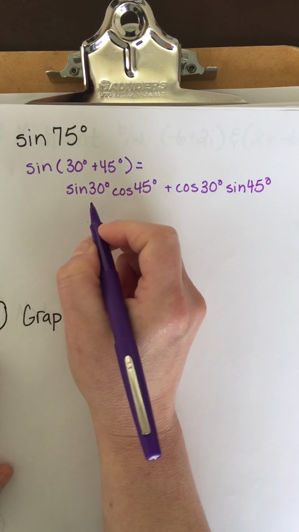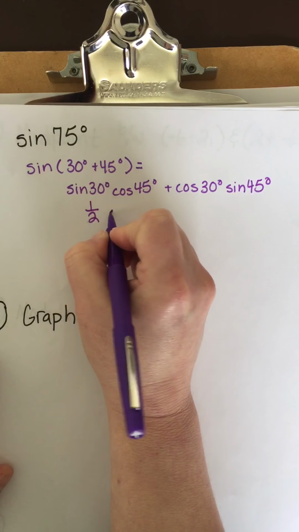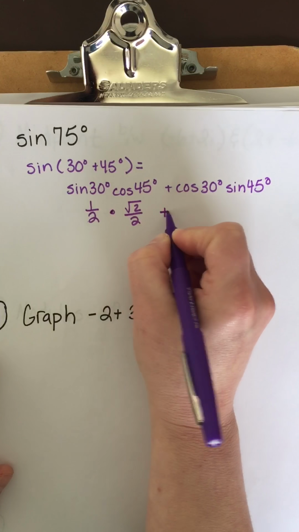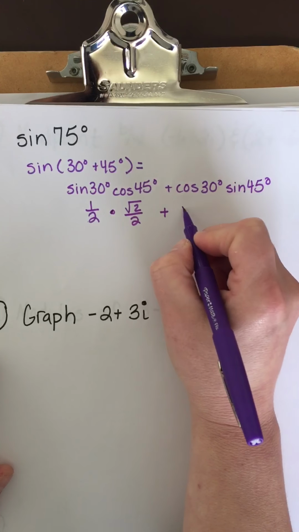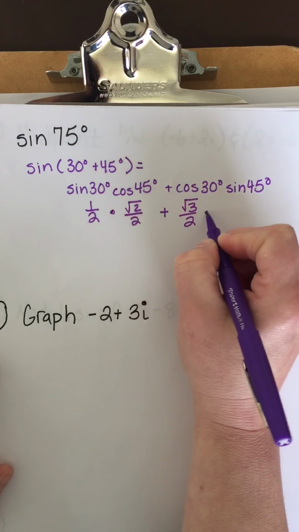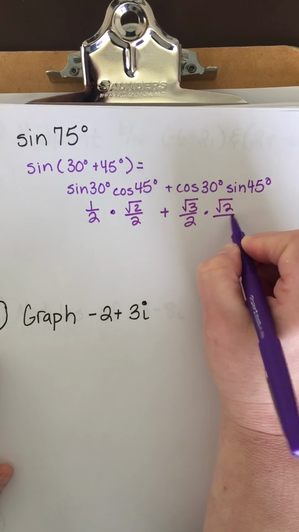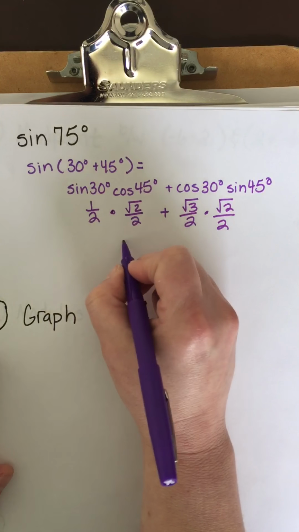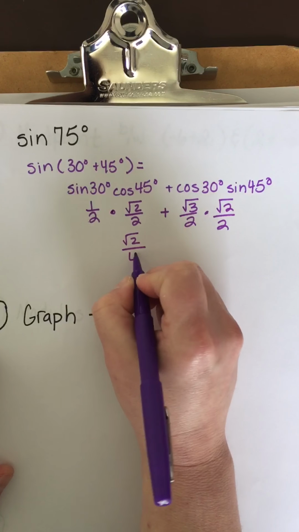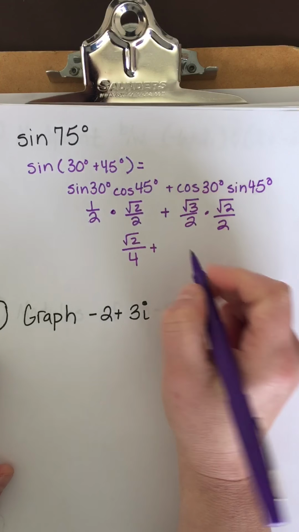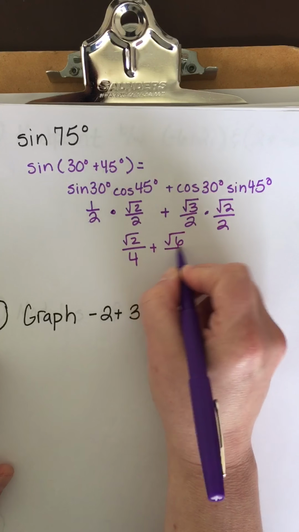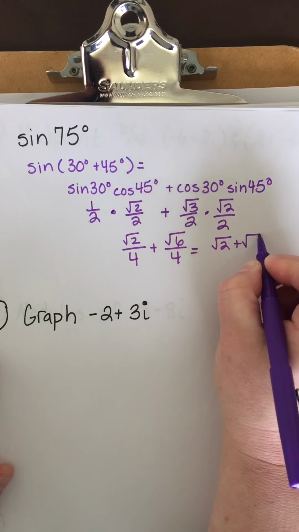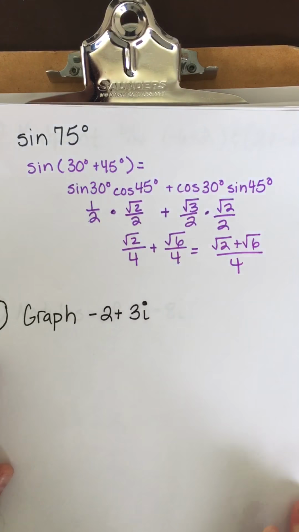The sine of 30 degrees is a half. The cosine of 45 degrees is the square root of 2 over 2. The cosine of 30 degrees is the square root of 3 over 2, and the sine of 45 degrees is also the square root of 2 over 2. Then we're going to multiply straight across. 1 times the square root of 2 is the square root of 2. 2 times 2 is 4. The square root of 3 times the square root of 2 is the square root of 6. 2 times 2 is 4. So that'll be the square root of 2 plus the square root of 6 over 4.